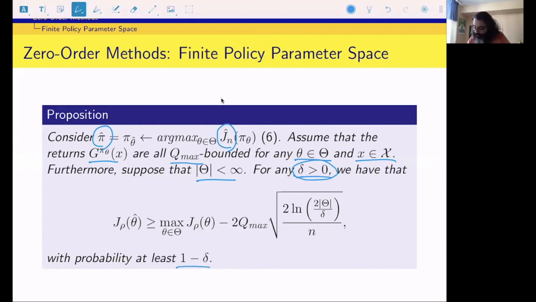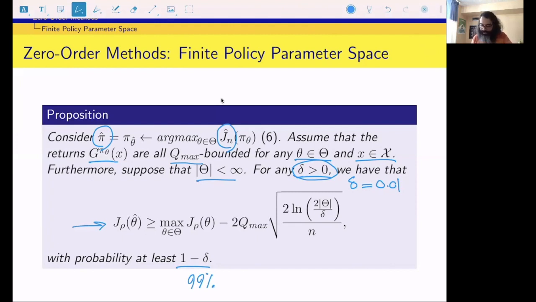So just to have something in mind, maybe choose delta equal to 0.01, so 1%. Then we say that with probability 0.99, a 99% chance, this is going to be true. So this is a probabilistic statement.